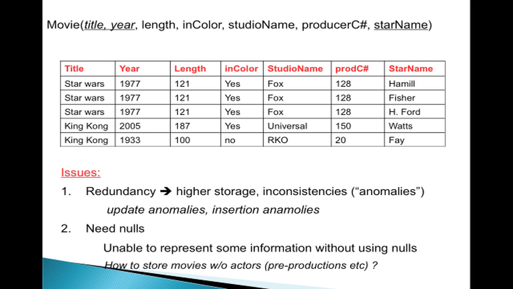You also need to use nulls to represent some tuples. So for instance, if you have a movie without any actors, then the only way we can store it is by using a null in the star name. And that obviously again is undesirable.